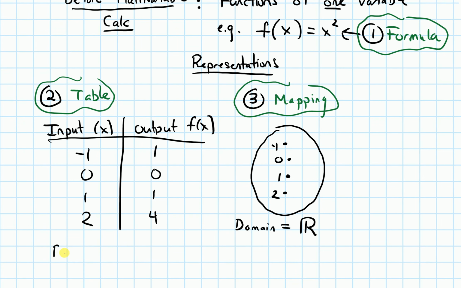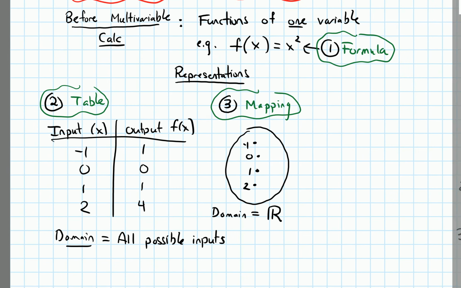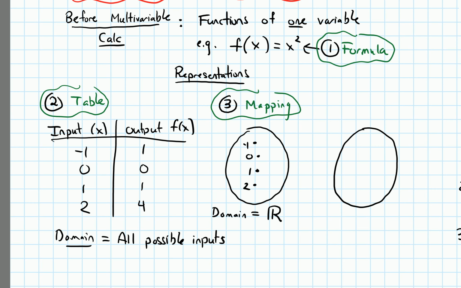So the domain in general means all possible inputs. Everything I'm allowed to input into my function. Okay, but then when we input these values, we get things out. So I'm going to depict them in a circle or an oval as well. Okay, so I'm just going to show some of the outputs that I get when I plug these inputs in. Okay, so in my table I had outputs like 0 and 1 and 4.